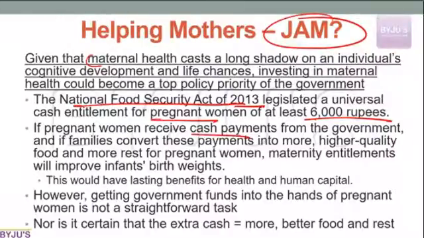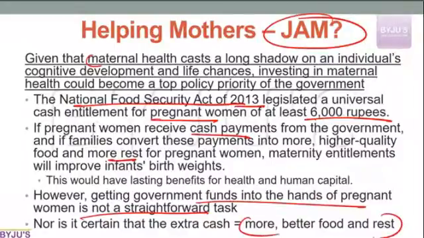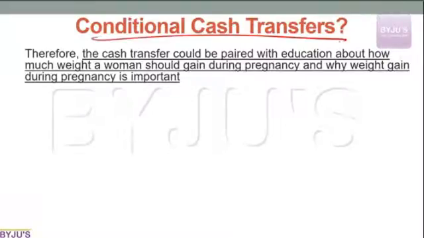Now the problem is, the woman should first of all receive the cash payment. The family should actually use the payment for better quality food and actually more rest for pregnant women, because pregnant women in rural India, immediately after pregnancy, are forced to work again, which causes problems. Then it will help. However, getting it into the hands is not an easy task. And also the extra cash might not be used for these things. It might be used for other things. So how to monitor this? That is where JAM can come. So through JAM we can directly get the funds into the hands of the pregnant woman itself. This is called a conditional cash transfer because the cash transfer only happens if you are pregnant.